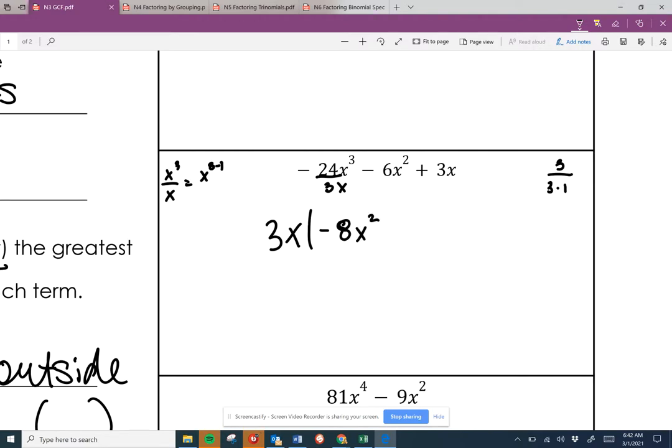X squared, okay? 6 divided by 3x, 6 divided by 3 is 2. X squared divided by x, that would be 2 minus 1, which would give us 1. And then we have 3x divided by 3x. Anything that's divided by itself is going to end up being 1.